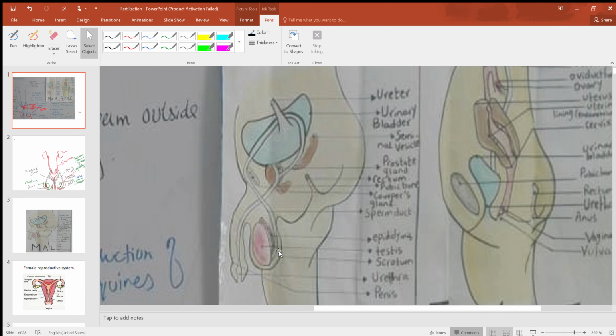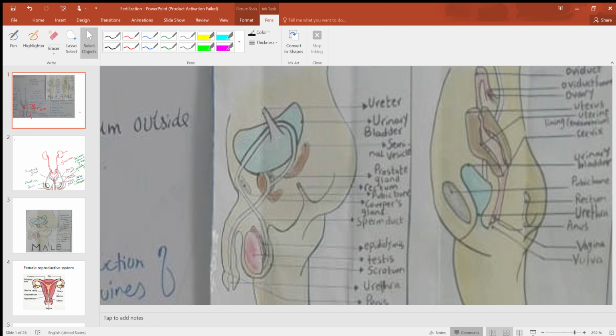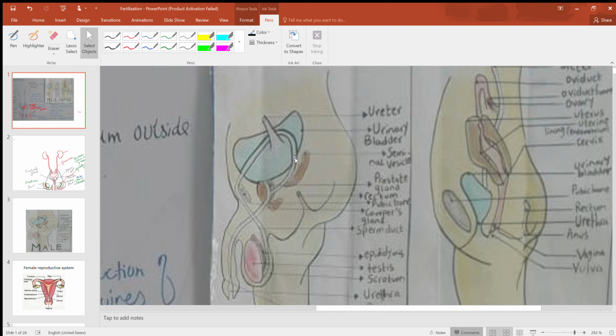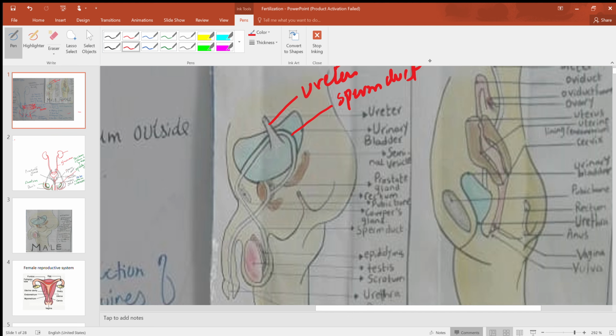Now, the sperm duct will arise from each testis. It will move upward, loop over the ureter of its own side, and open in the urethra. So this structure is labeled as the ureter, because the sperm duct loops over it. The structure over which the sperm duct loops is known as the ureter, and this is known as the sperm duct. Fine.